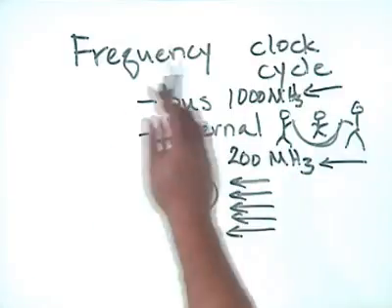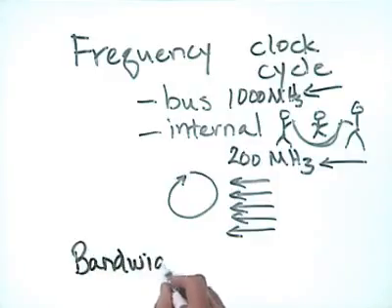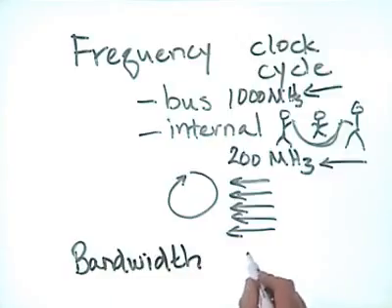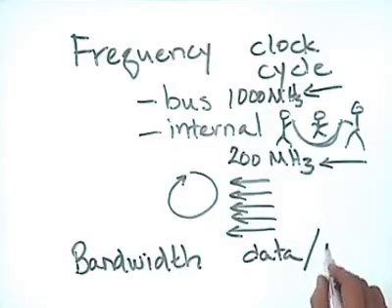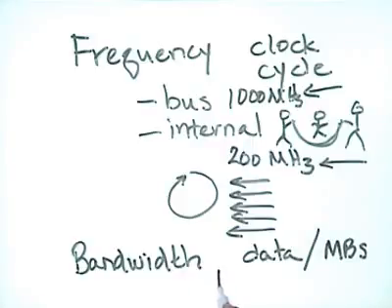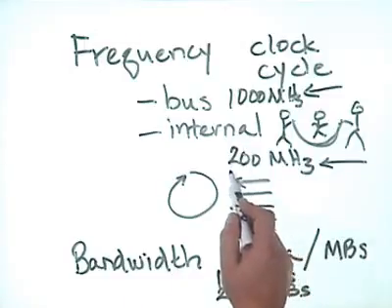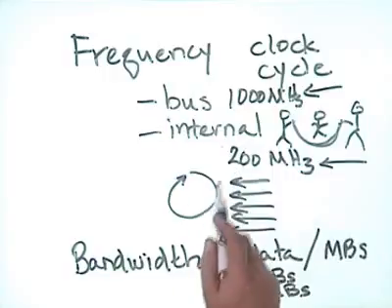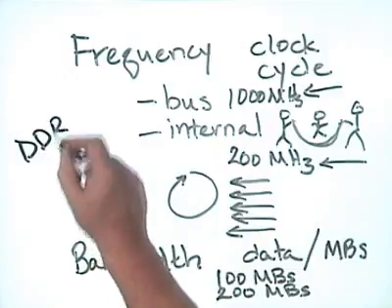The second term that we might use in describing the speed of a memory is the bandwidth. The bandwidth describes the amount of data that can be sent, and typically is expressed in a unit of megabytes per second. So for example, one memory module might be rated at 100 megabytes per second, where a different module might be able to receive 200 megabytes per second worth of data. The increase in the bandwidth of the memory is often achieved by increasing the bus speed so that more multiples of the internal speed can be received on a single cycle.